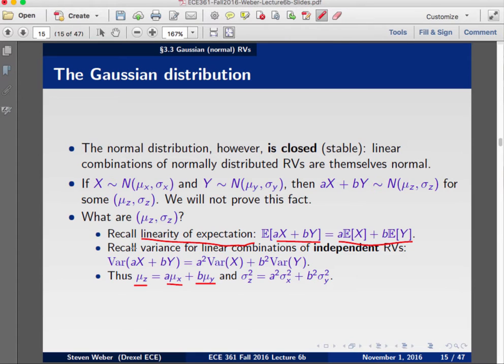And the second rule we require is, recall that if x and y are understood to be independent, then we can use the fact that the variance for a linear combination of random variables will equal a corresponding combination of the variances. I won't say linear combination because it depends upon a squared and b squared, but it's nonetheless easy to use this rule to find out what our parameter sigma sub z should be. In particular, the variance of ax plus by is going to be a squared times the variance of x plus b squared times the variance of y. And therefore, my parameter sigma z squared should equal this, and sigma z should equal the square root of that expression.